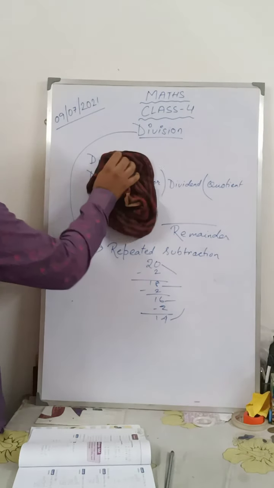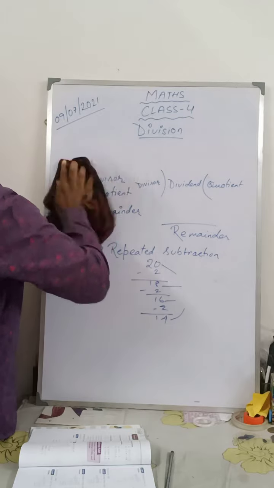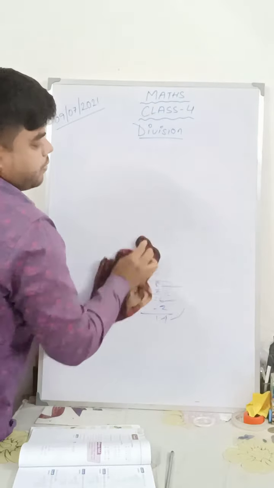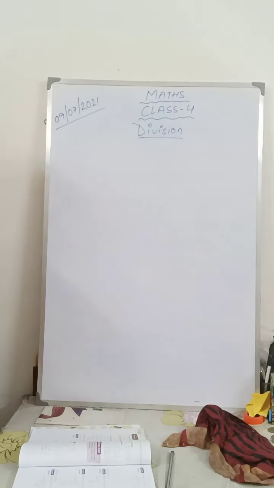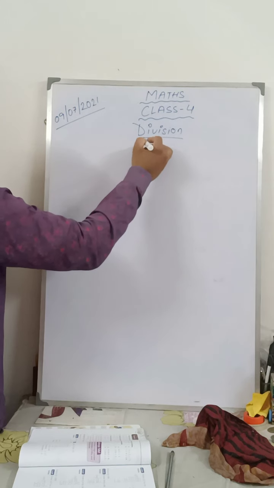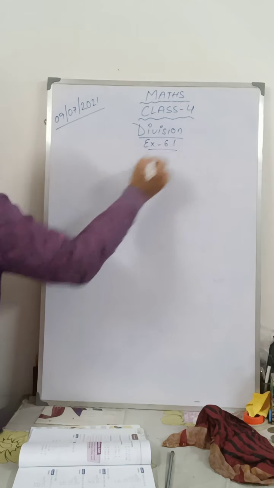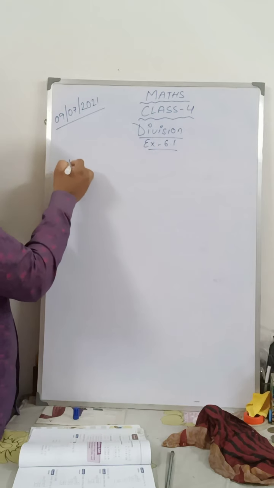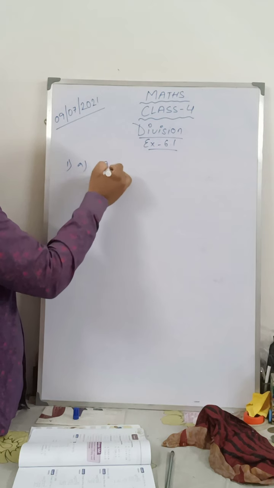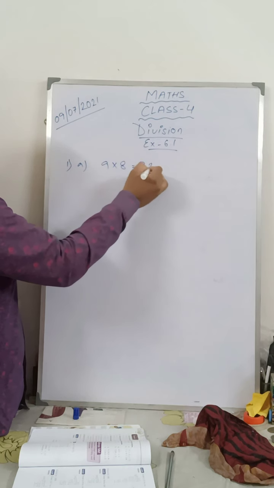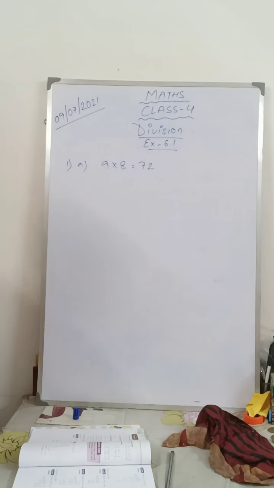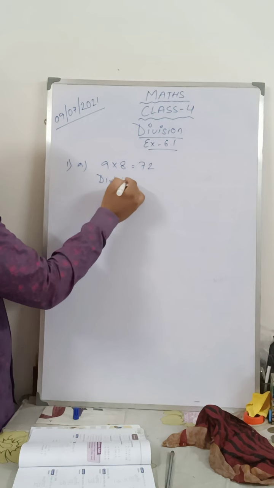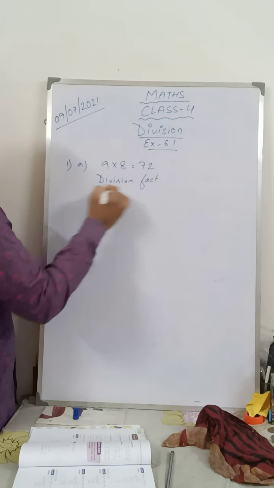Now let us begin with the exercise. Exercise 6.1. In exercise 6.1, the first question says: write the division fact for the given multiplication fact. Question number 1. So this is 8 into 9, that is 72. This is the question they have given you, and they have asked you to write the division fact. So you will write here, division fact, and then you will write.